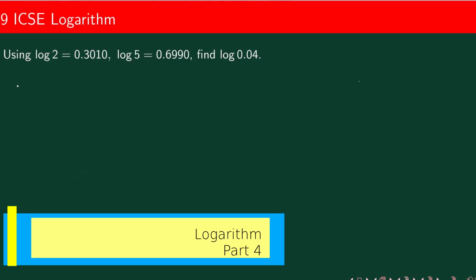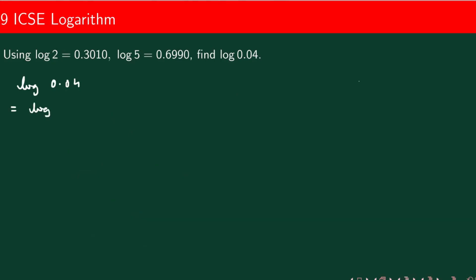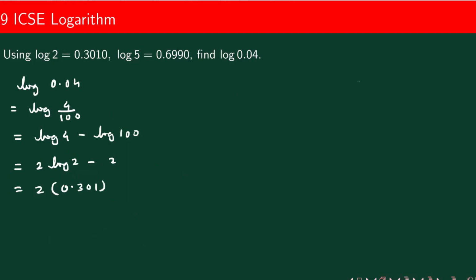Okay, so log of 0.04. This will be 4 upon 100. So this is log 4 minus log 100. So this is 2 log 2 minus 2. 2 times 0.3010 is 0.6020. So this will be negative 1.398. That's the answer. Let's go to the next question.